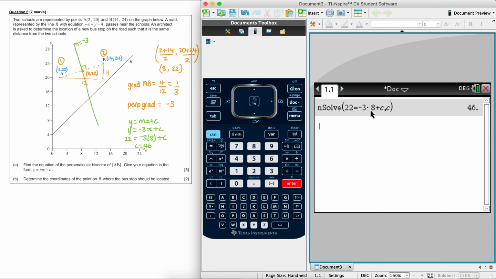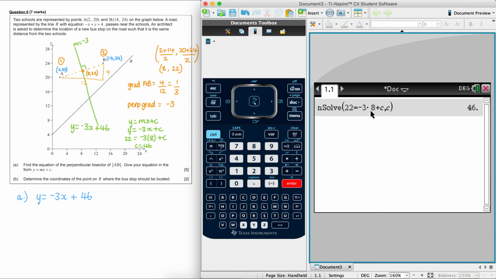So use your calculator to help you. So we now know that the equation of this line is y is equal to minus 3x plus 46. Okay, so that's the equation. And then you need to make sure you write that in as the actual answer. So if you're given like an actual line to write that in on, make sure you remember to do that. So we have my formula.